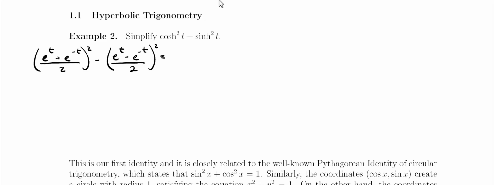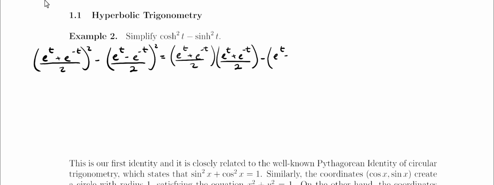So in this case, remember, whenever we're squaring something, we are multiplying it by itself, which I'll do here. We're going to have e to the t plus e to the negative t all over 2 times e to the t plus e to the negative t all over 2, minus e to the t minus e to the negative t all over 2 times e to the t minus e to the negative t all over 2. Okay, so as it stands, it seems a little bit of a doozy, but let's go ahead and distribute to see what we get.